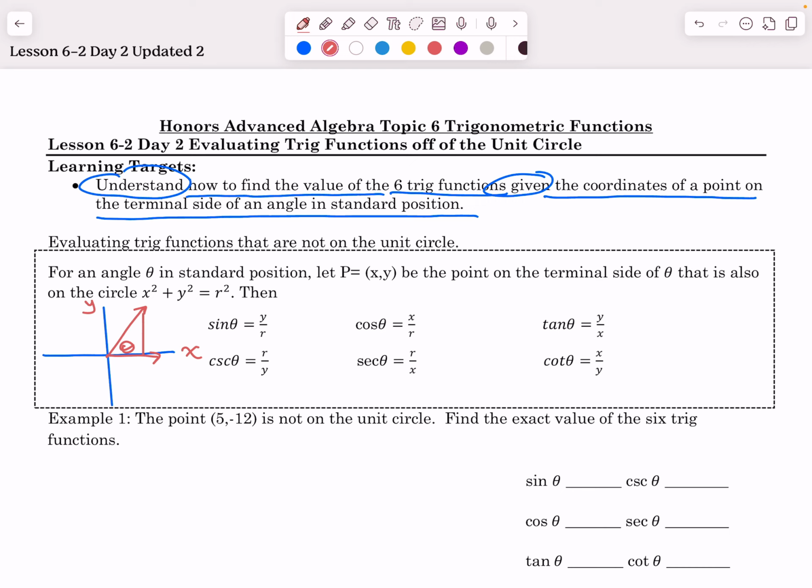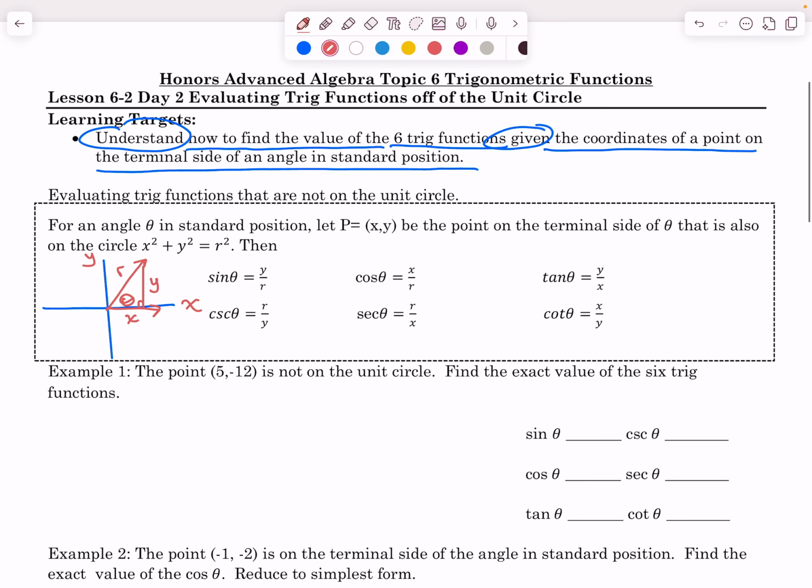So we'll always be drawing in a perpendicular line to the x-axis, and then noting that this would be our x distance, this would be our y distance, and we're going to call the hypotenuse r, which will make more sense once we talk about the unit circle. R is going to stand for radius. So Pythagorean's theorem is going to be helpful for us as well, and we're going to see it in the form of x squared plus y squared equals r squared.